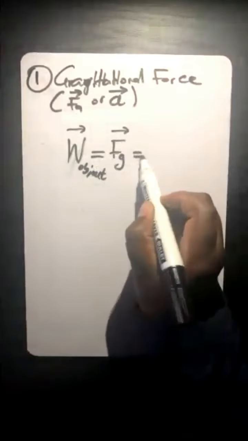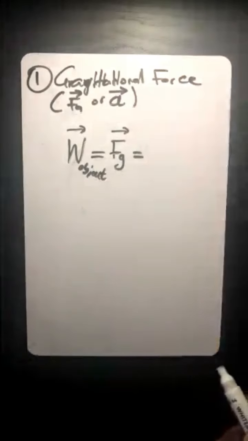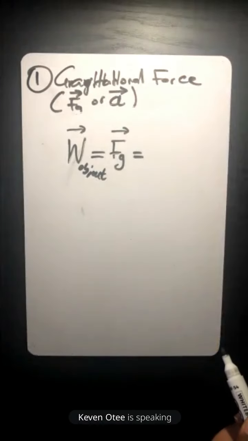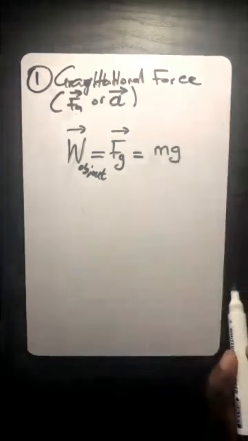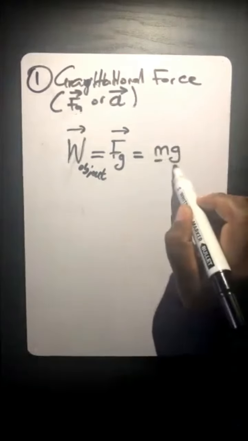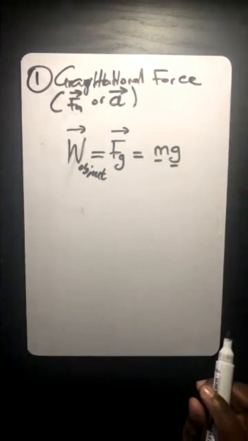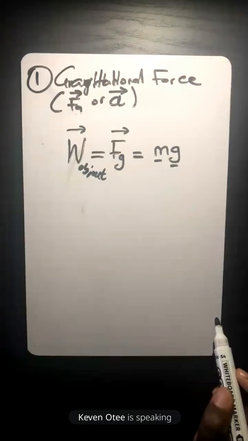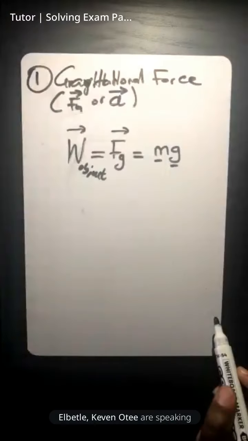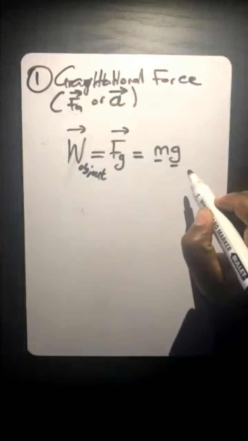What is the formula for the weight, guys? Do you still remember the formula for the weight or FG? Weight is equal to mg. 100%, weight is equal to mg. So can you see we've got two things here? What are those things, guys? M represents mass, g represents gravitational acceleration.